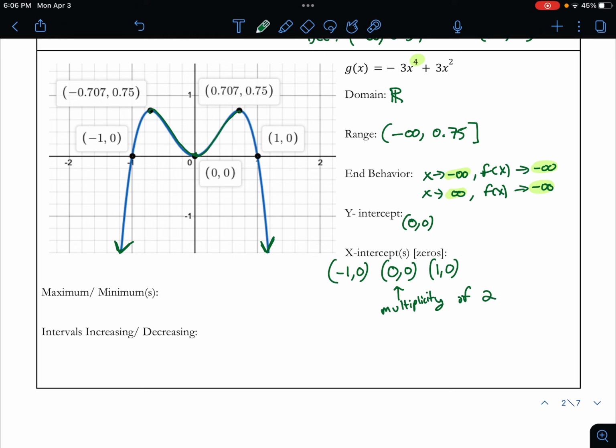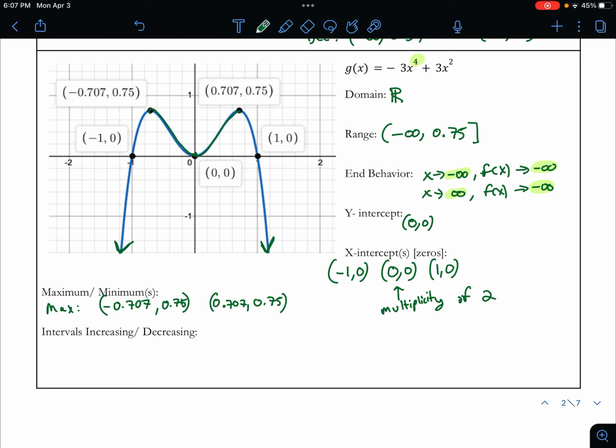I have two maximums. Now, they could be referred to, I guess, as global or absolute maximums or relative maximums. It's a little odd that there's two of them. So I'm just going to write max at negative 0.707, comma 0.75. Now, I'm pretty sure 0.7 is the square root of 2 divided by 2. But we don't actually know, and it's just a decimal approximation. So I'm going to just use the decimals here. So these are our maximums.